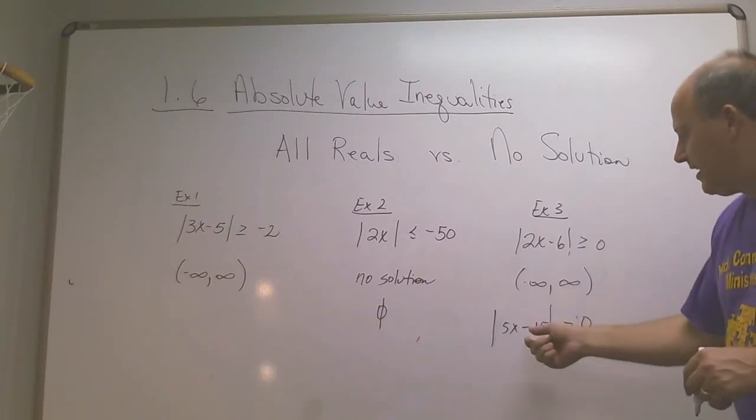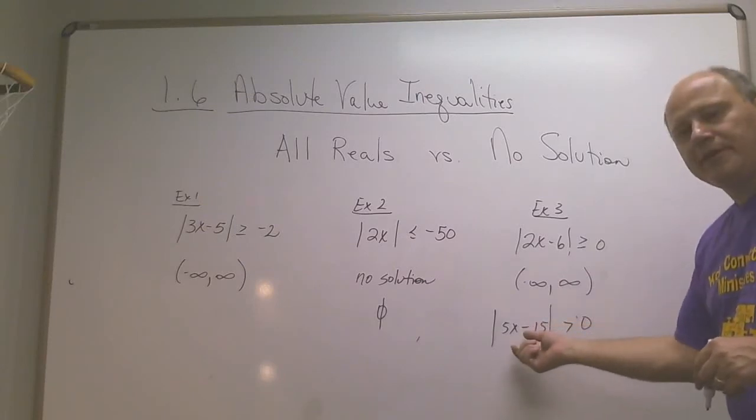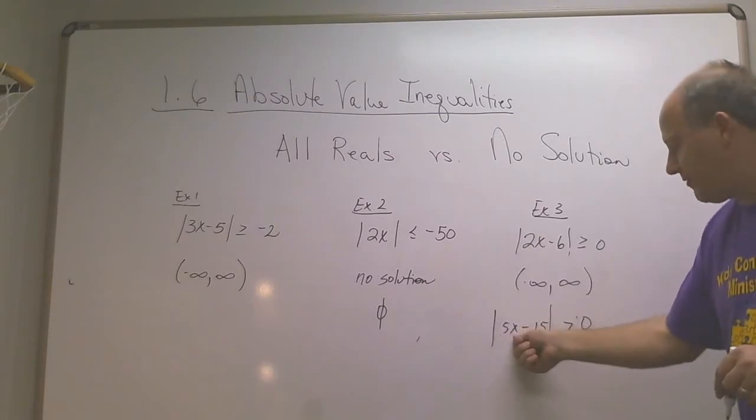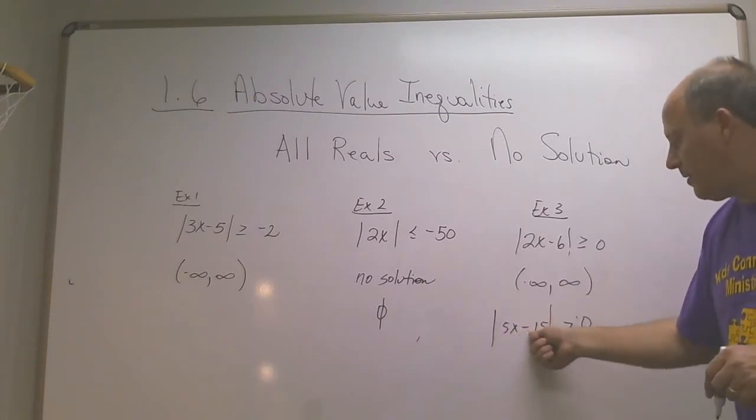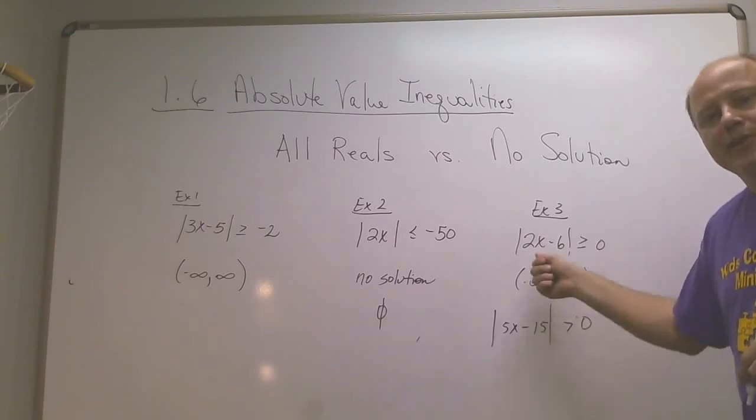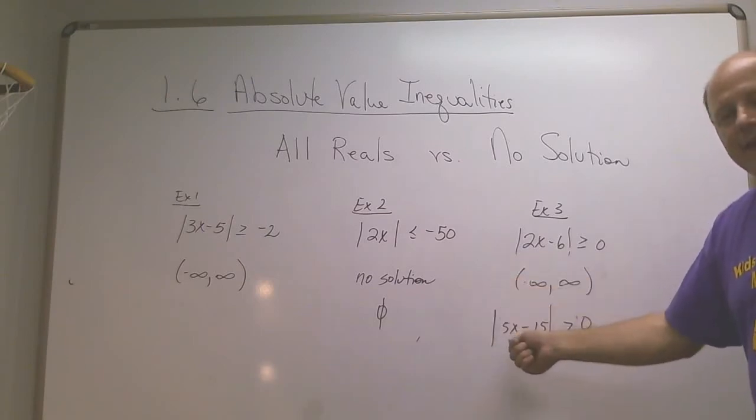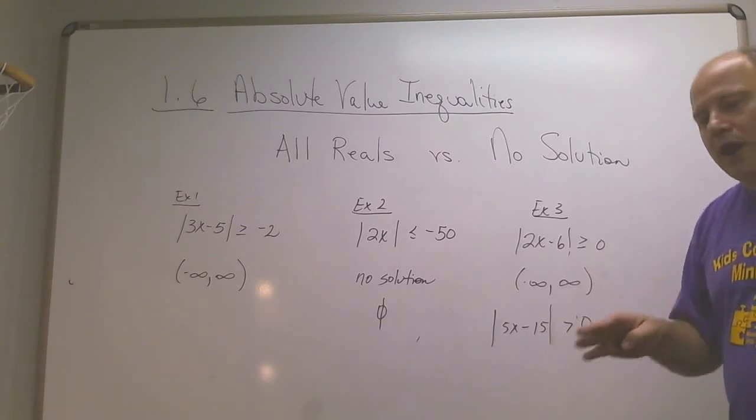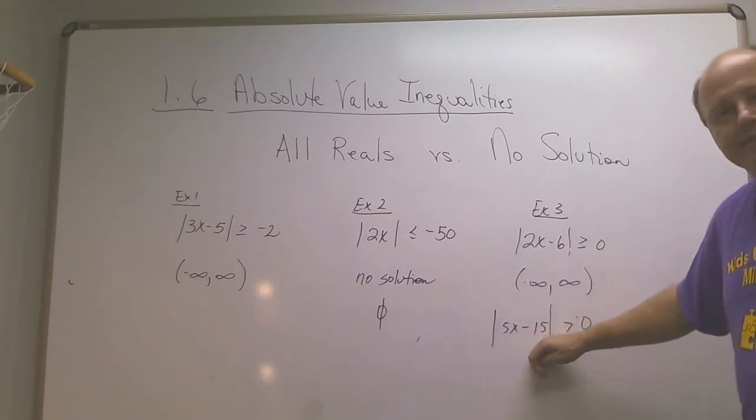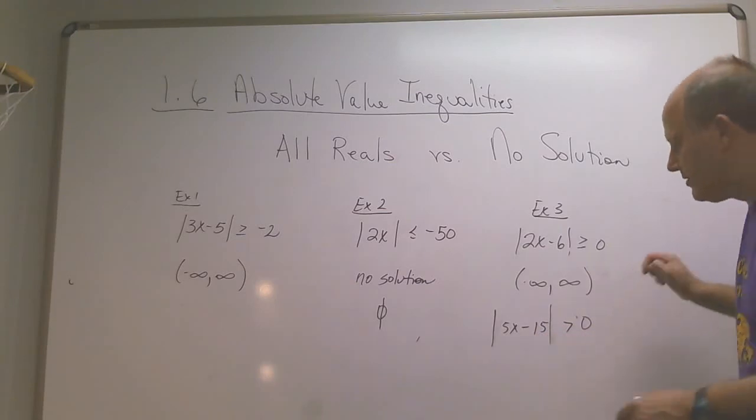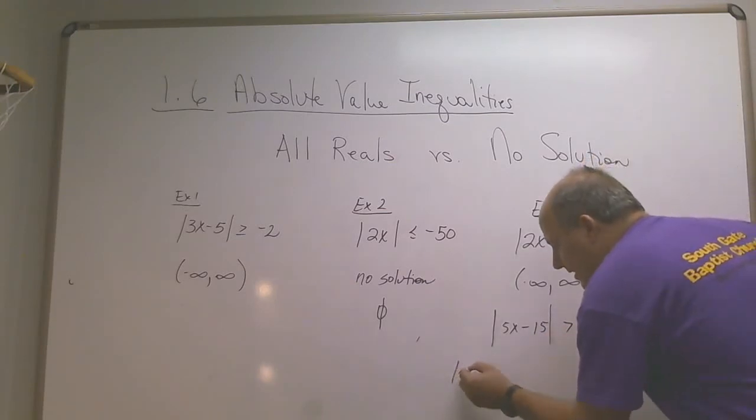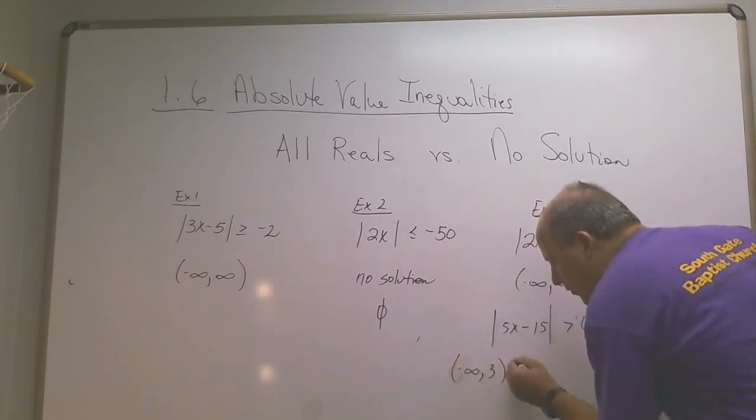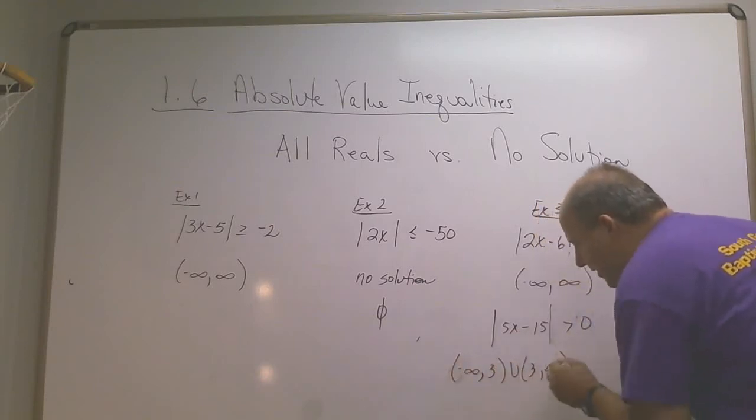Because when you put a number in here, for example, -4, 5 times -4 is -20. -20 minus 15 is -35. But when you take the absolute value of -35, it's 35. And 35 is greater than 0. So even that number works. So the only problem with this one is the number 3 itself, because 3 would make it 0. So it'd be -infinity to 3, union 3 to infinity.